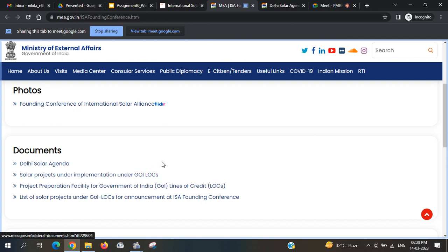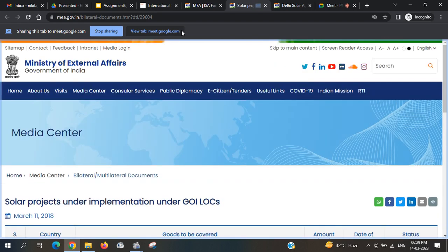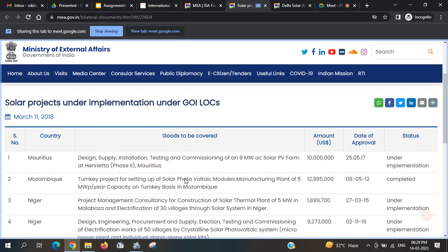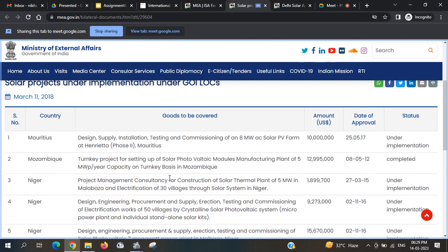Apart from that, there is also a list of different solar projects that are under implementation through the government of India's line of credit. This is where the government of India has provided credit to other third world countries to develop solar energy projects in their own countries. And for example, this is the list.